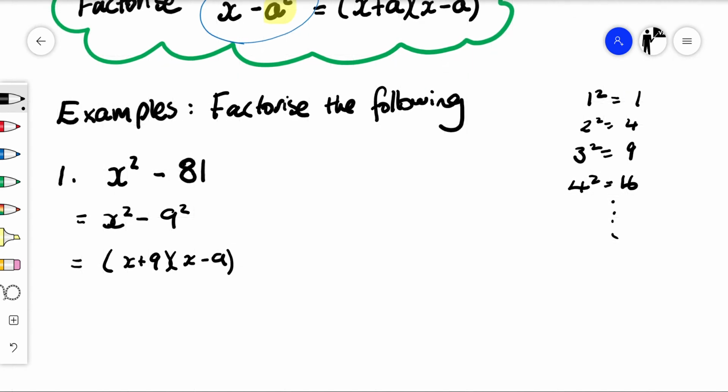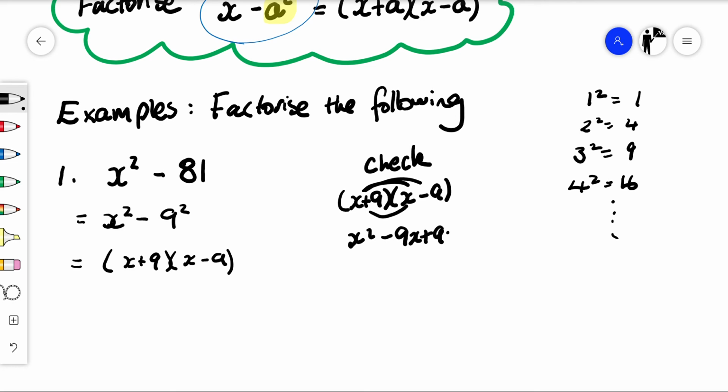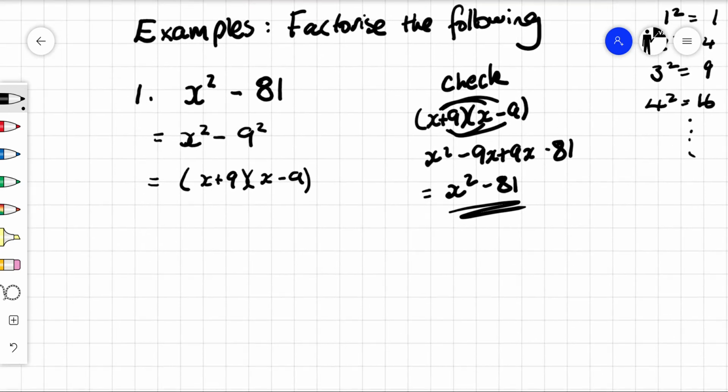And remember what we said when we're looking at a common factor, we can do our check at the side to make sure that we get back to what we started with. If we multiply this out, x squared minus 9x plus 9x minus 81. Do you notice that because we've got the differing signs, the middle terms just simplify to 0. And in this case, I've got x squared minus 81 as required. So I know I've got that one correct. That was example 1.